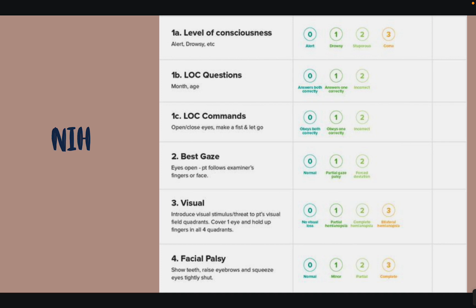When you're doing an NIH, you're doing this briefly, and the NIH tests for different things. Once you're done with your NIH, it tells you where the stroke might be happening in the brain, which is why I was telling you guys to watch the video I mentioned about the different lobes of the brain and what each lobe does.